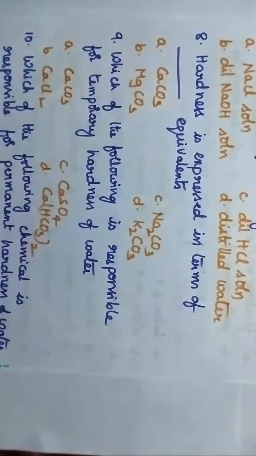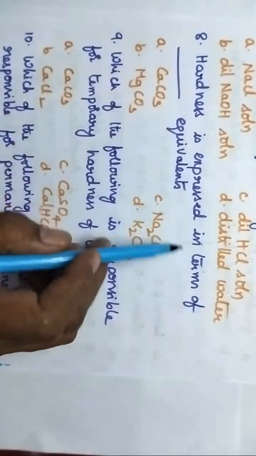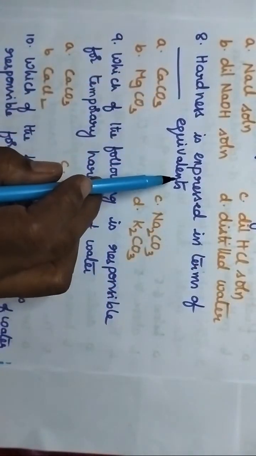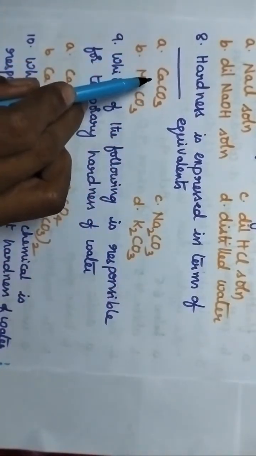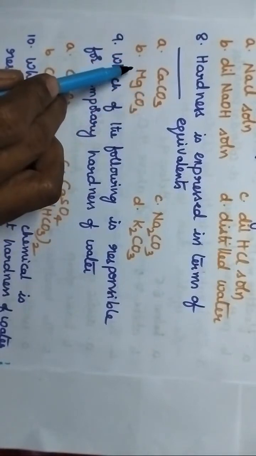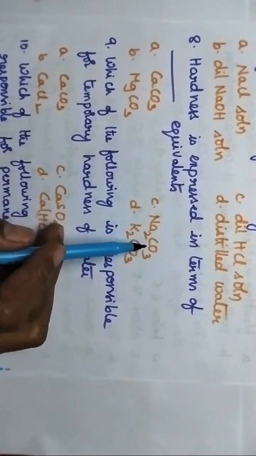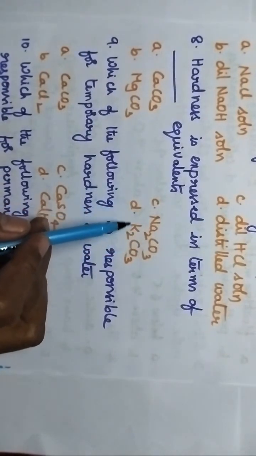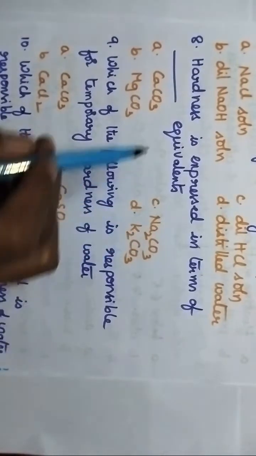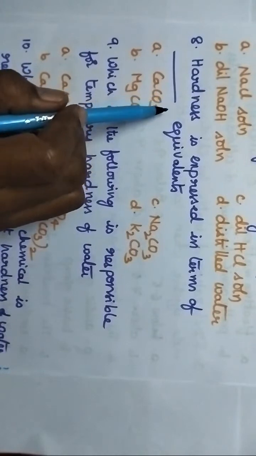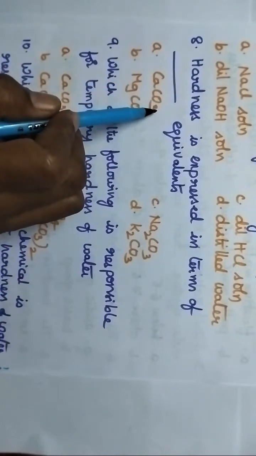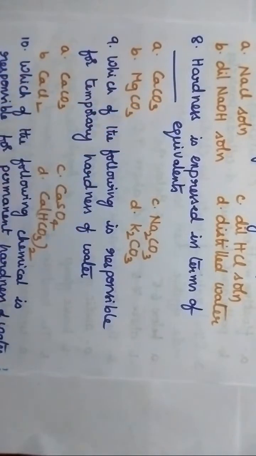Hardness is expressed in terms of dash equivalents. Option A, calcium carbonate; option B, magnesium carbonate; option C, sodium carbonate; and option D, potassium carbonate. So hardness is always expressed in terms of calcium carbonate equivalents.